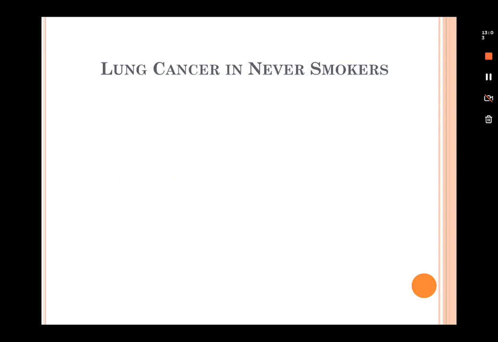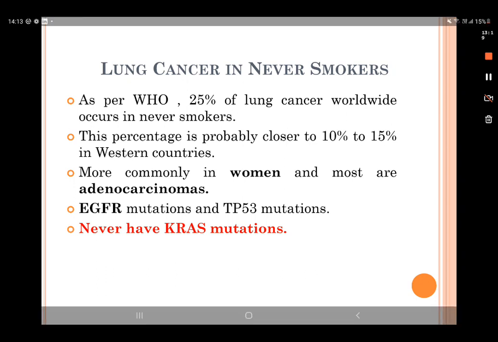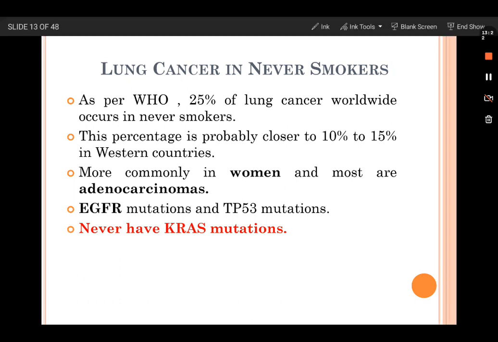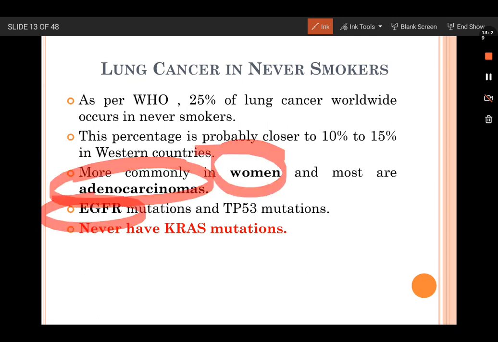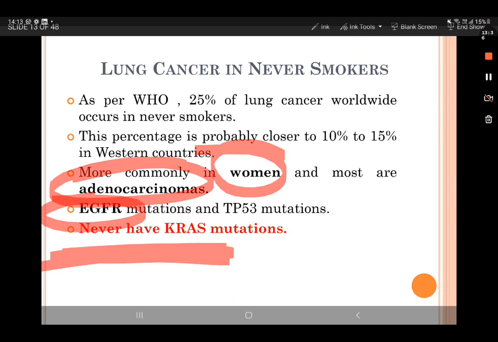Now lung cancers in never smokers. As per WHO, 25% of the lung cancers worldwide occur in never smokers. This percentage is probably close to 10 to 50% because screening has increased. This is more common in women and mostly are adenocarcinomas, like we already discussed. If you have to write it in points: lung cancers in never smokers, women, adenocarcinoma, EGFR, and these never have KRAS mutations. KRAS mutations are directly related to smoking. We don't need to go that much in detail.